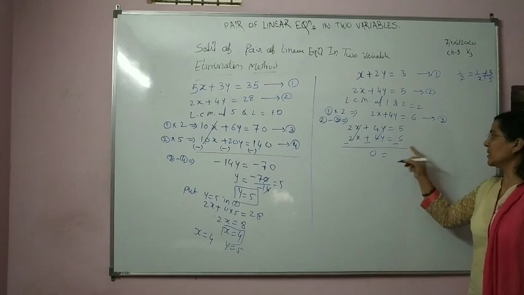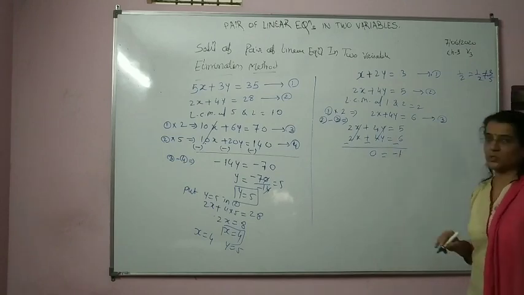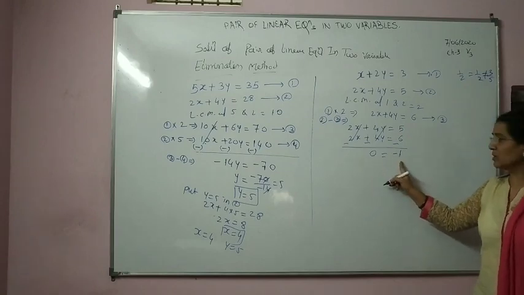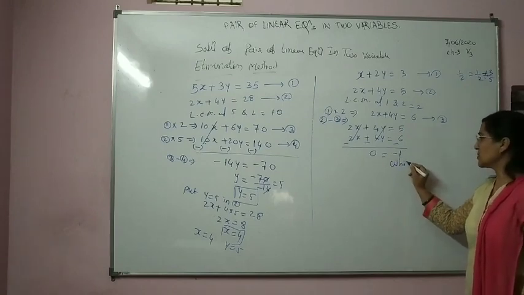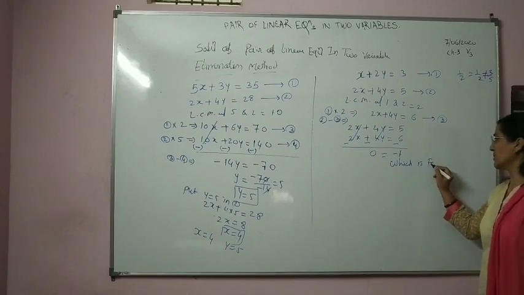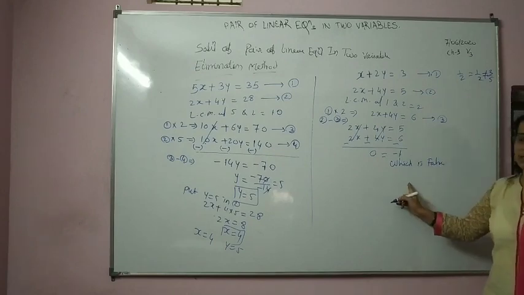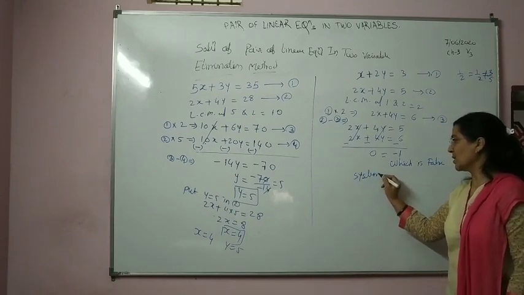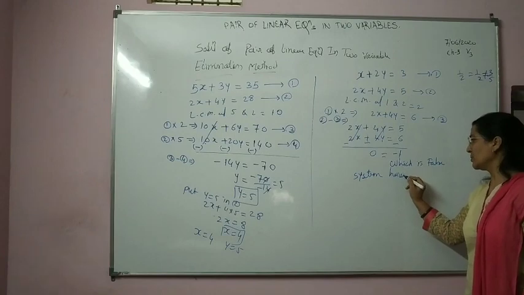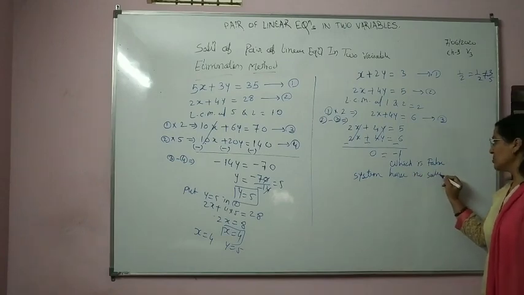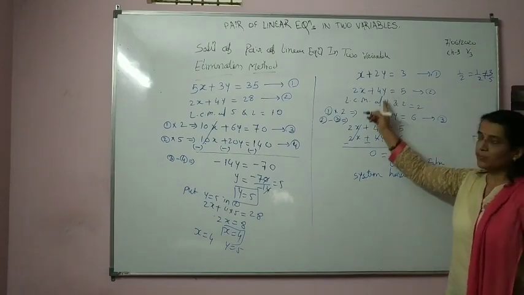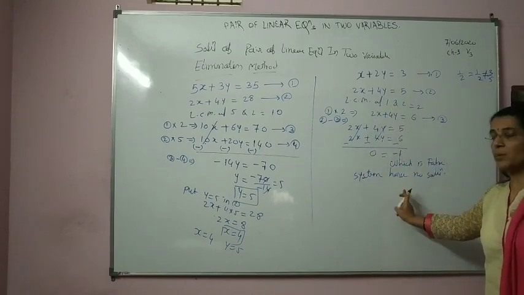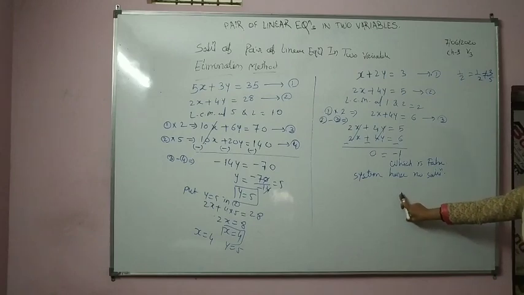0 equals 5 minus 6. 5 minus 6 is minus 1. Is 0 equal to minus 1? No, because 0 cannot equal minus 1. So this is a false statement. And if you get a false statement, then you can say that the system has no solution. But in this way, by the elimination method also, you should know how to check whether the system has no solution or infinitely many solutions.